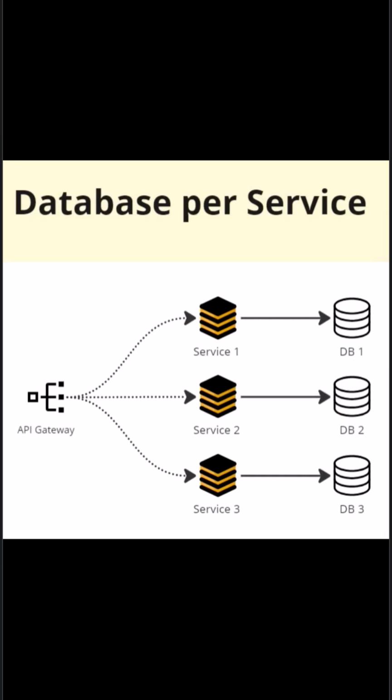Let's discuss the database per service pattern. In this architecture, instead of sharing a single database, each microservice manages its own data store. This promotes autonomy, scalability, and agility. Also, each service can choose the database technology best suited for it.